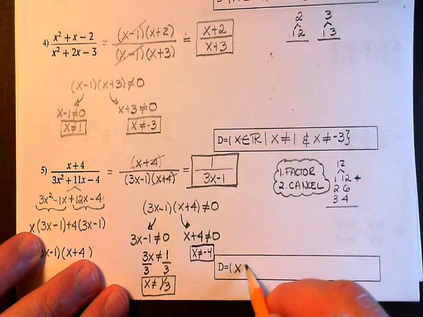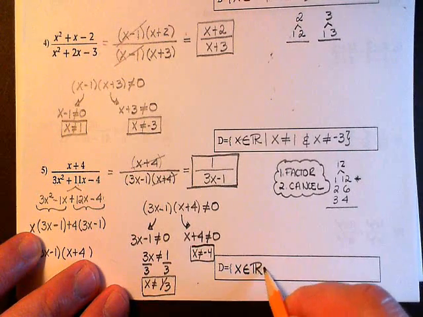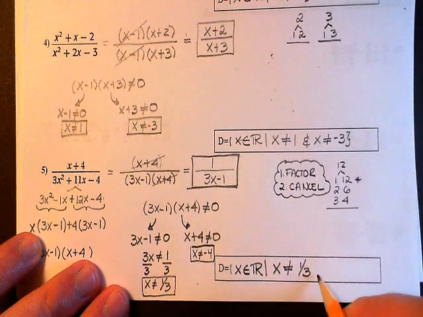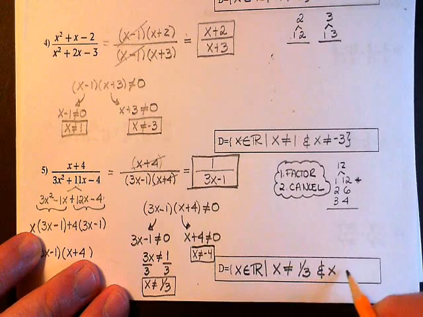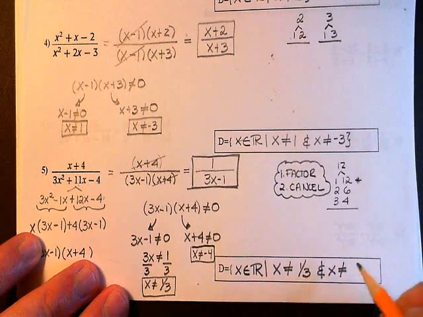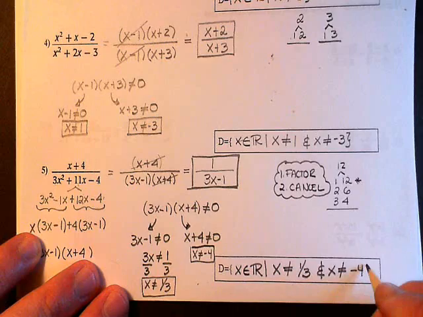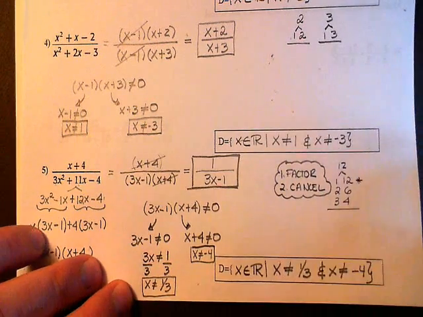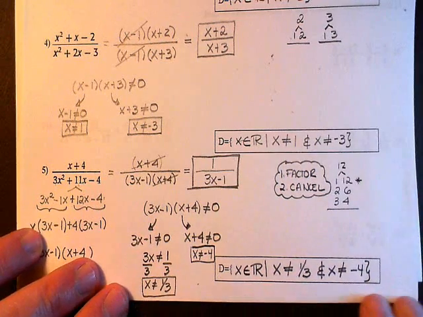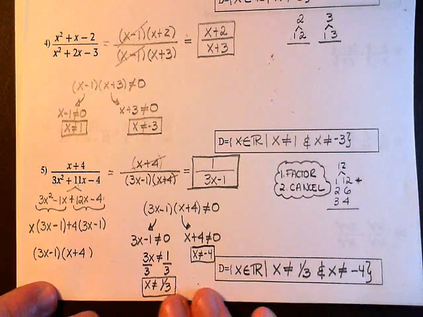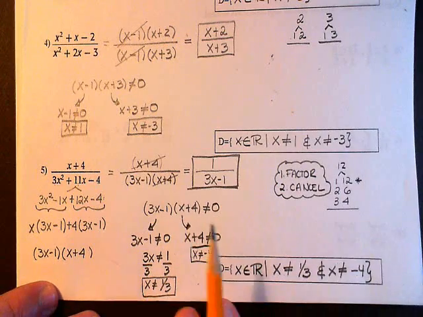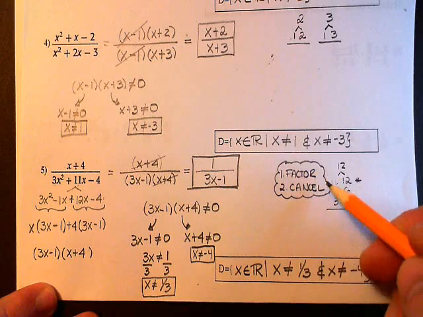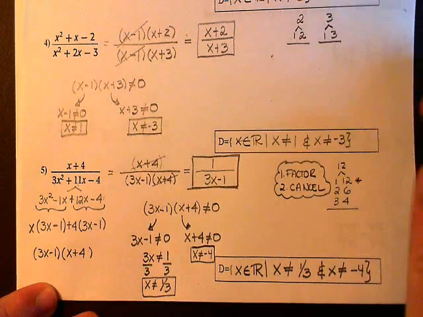So here I will have x belongs to all real numbers, such that x must be different than 1/3 and x must be different than -4. And that's my answer. Okay? Okay, so this concludes the first page of the test. I hope I was able to be clear here on the things that you're expected to do. Cannot emphasize enough, please first factor and second cancel. Okay? Alright.